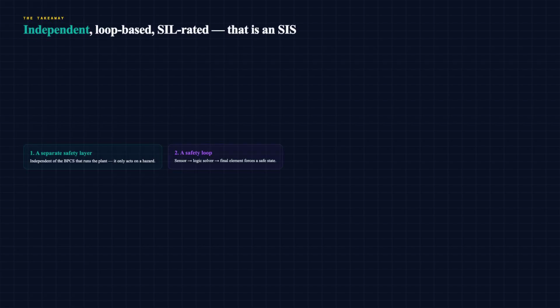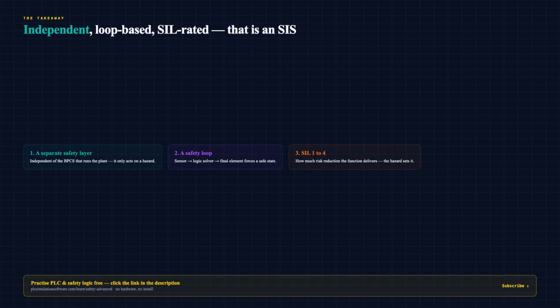So here's what to walk away with. A safety instrumented system is an independent safety layer, separate from the BPCS that runs the plant. Each safety function is a loop, sensor, logic solver, final element, that forces the process to a safe state on hazard. It stays independent, so a control failure can never disable it. And SIL from 1 to 4 sets how much risk reduction it delivers. Get that, and functional safety stops being a black box. Now go make it concrete.